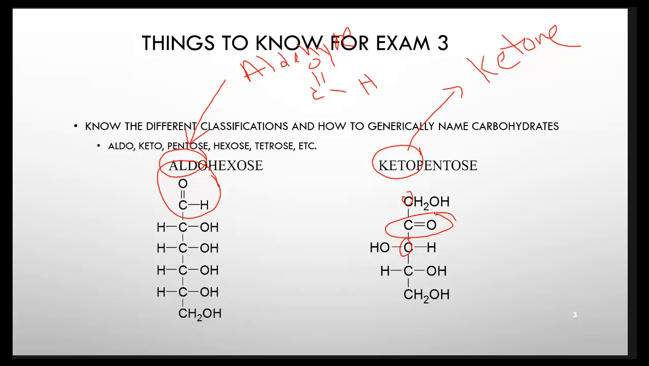Then pentose, hexose, tetrose, and so on have to do with the number of carbons. So we have 1, 2, 3, 4, 5, 6. So it's hexose. Because it's on the top, it's aldohexose. 1, 2, 3, 4, 5, which is making it pentose. Double bonded oxygen's in the middle, so it's ketopentose.